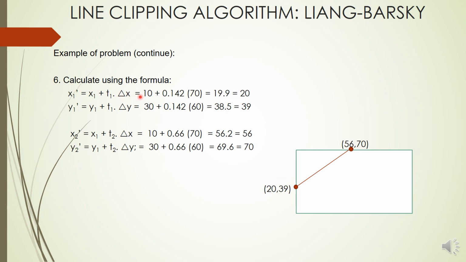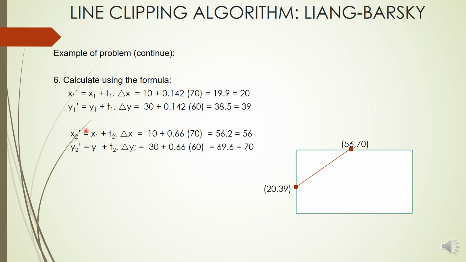So x1 is 10, plus T1, which is 0.142, multiplied by the delta x, which is 70. So you get 19.9, which you can round to 20. And then we calculate y1 dash, using this formula: y1 plus T1 multiplied by the delta y. So y1 is 30, plus T1, which is 0.142, and delta y is 60. So you get 38.5, which you can round to 39.